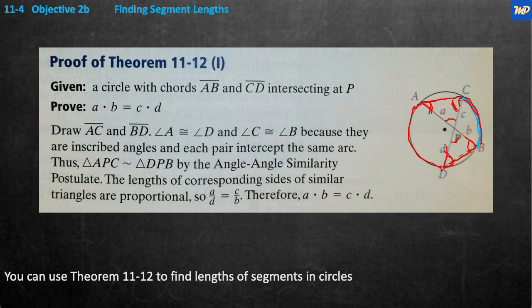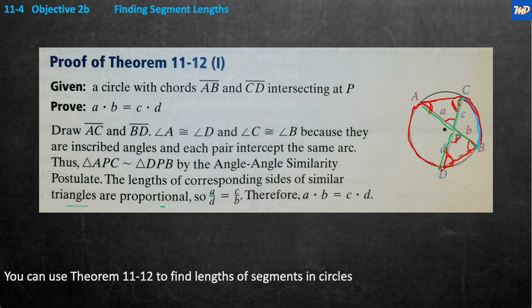They're saying that this segment, AP, is proportional to AD because of these proportional triangles, as CD is to CP, as CP is proportional to BP. And there you have it. The lengths of corresponding sides of similar triangles are proportional.